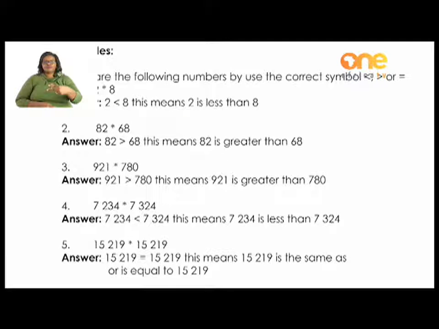Then on number 5, we are having 15,219 and 15,219, which means the two numbers are equal.